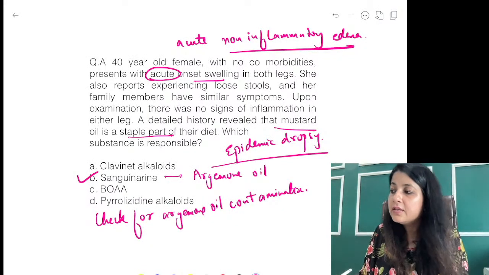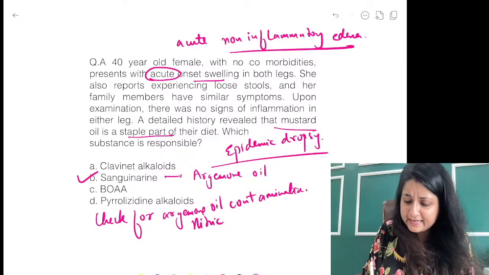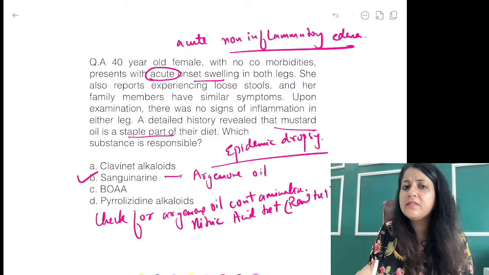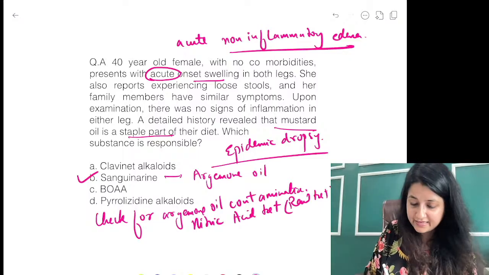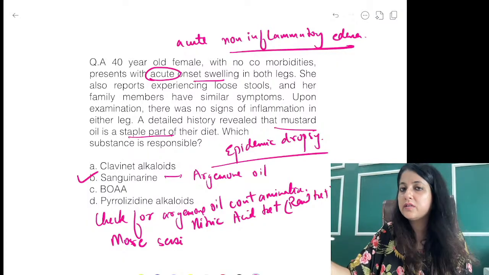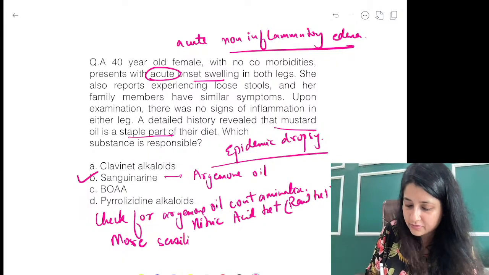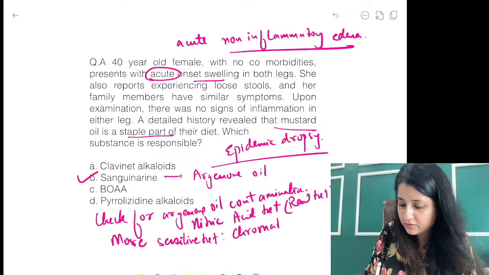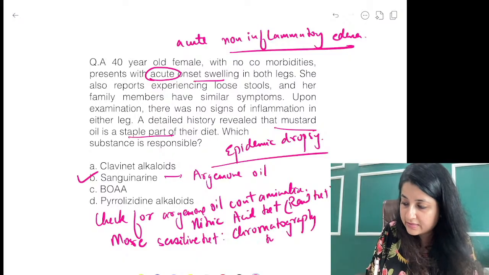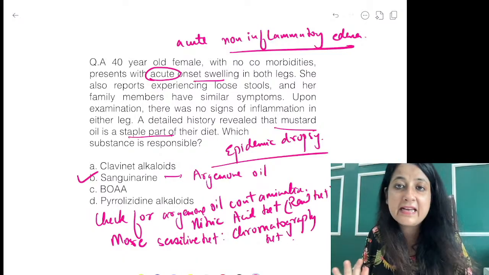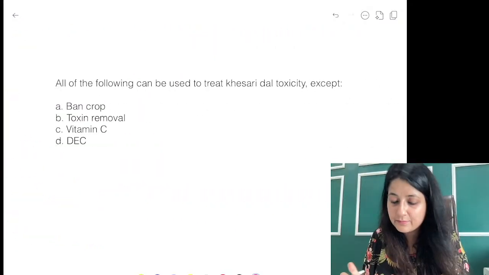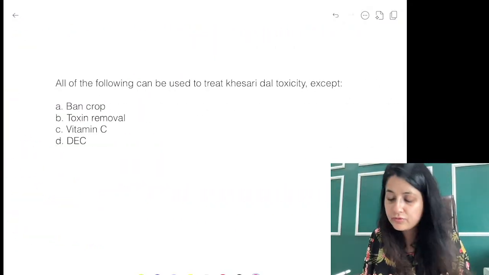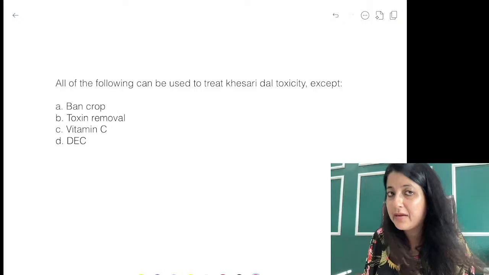yeah. So you have two tests, guys, the nitric acid test. Remember, nitric acid test is a very raw test that we do in the fields, but a more sensitive test that can even detect 0.0001% argemone oil contamination is the chromatography test, paper chromatography. This question came last time also in NEET PG, so it can get repeated again, it can come in FMGE exams also.